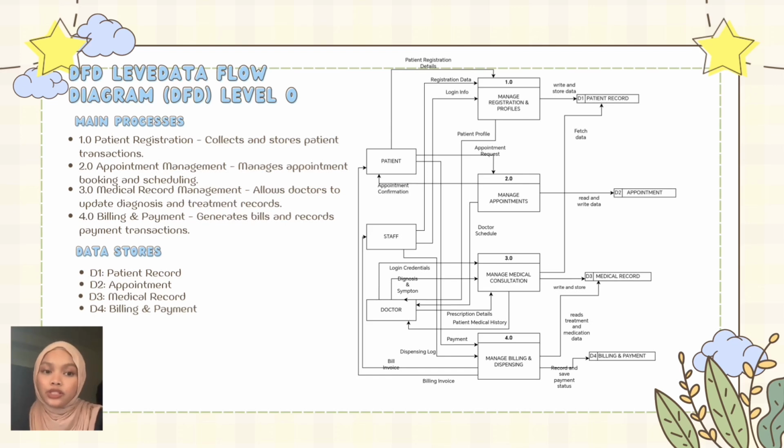The system consists of four main processes: patient registration, appointment management, medical record management, and billing and payment. Each process stores or retrieves data from its respective database, namely patient record, appointment, medical record, and billing and payment. Overall, this DFD helps us understand how information flows through the system, ensuring that clinic operations are efficient, organized, and accurate. That's all from me.